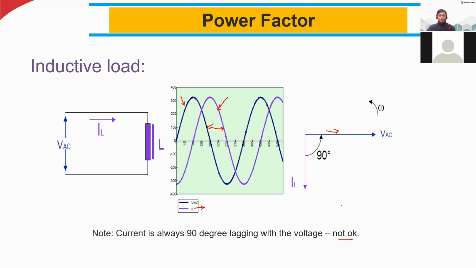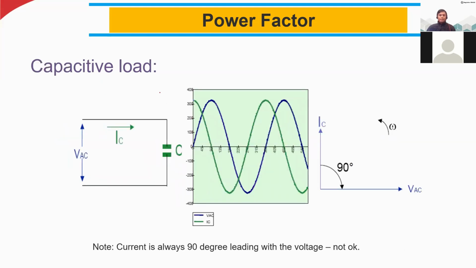This is not okay. Similarly, a capacitive load is totally opposite to an inductive load. Here the voltage is the dark blue and the current is the green color. You can see the current is leading the voltage by 90 degrees. So there are three loads, and each load has a different property: there is a phase difference between voltage and current.